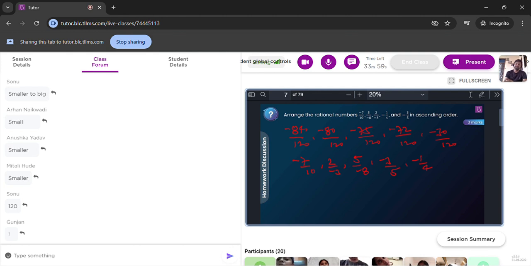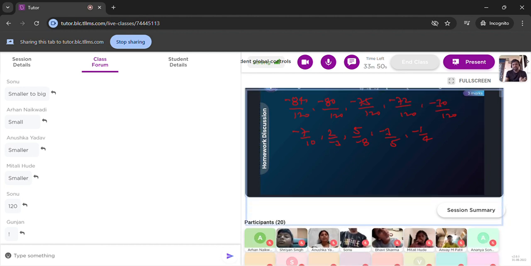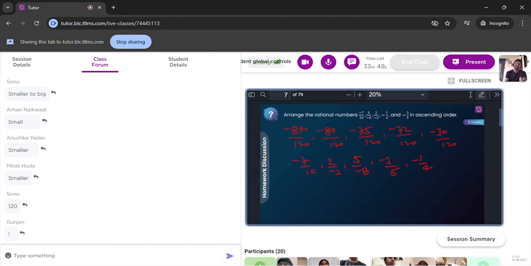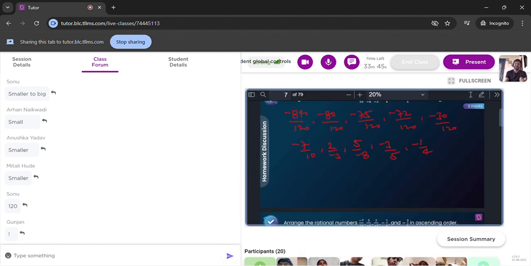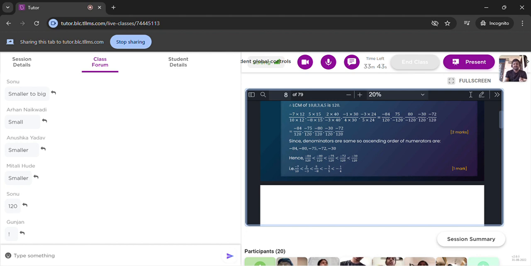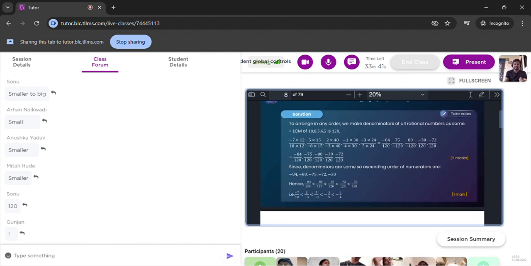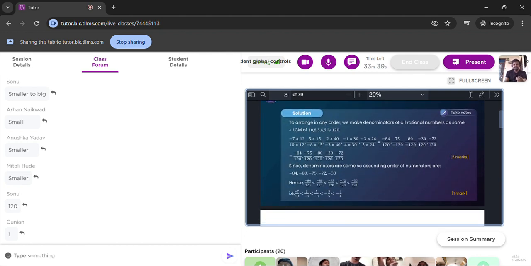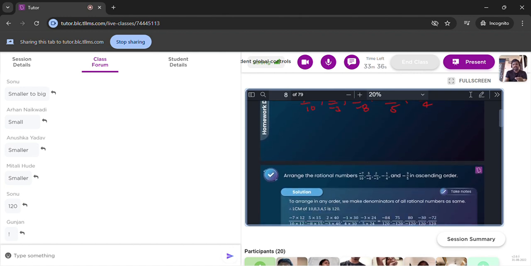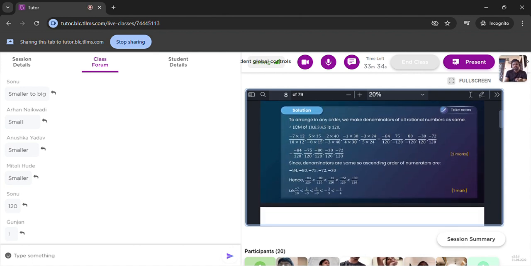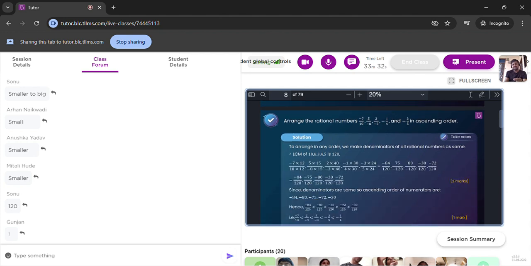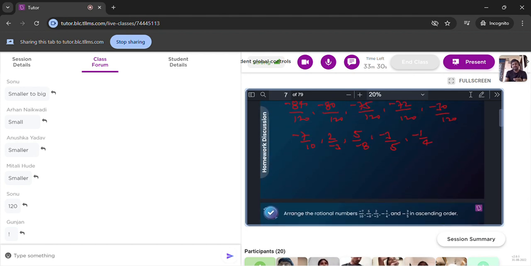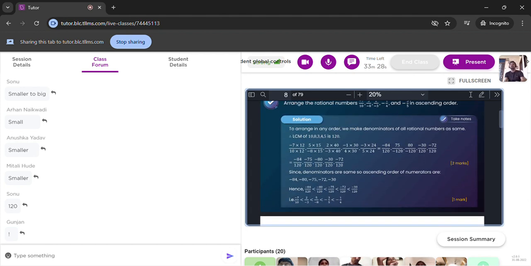In ascending order, what happens? As you can see here, this one is difficult question though. Okay, no issue. So now you can see here, minus 7 by 10 came first, and then 2 by minus 3, and then 5 by minus 8, and then 3 by minus 5, then 1 by 4. You can see here also.